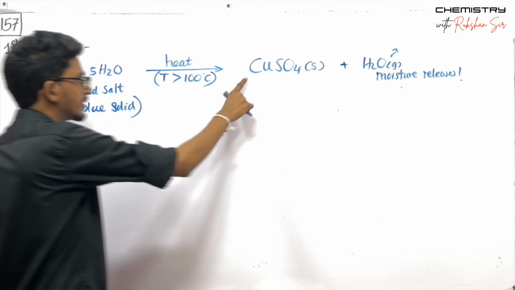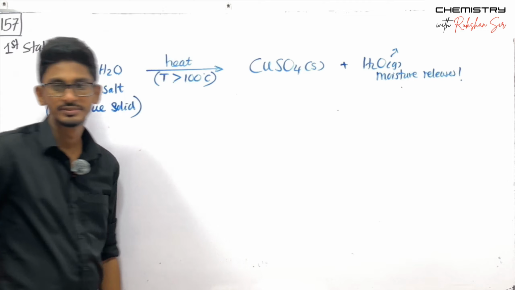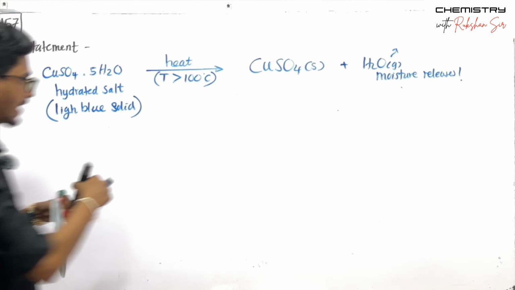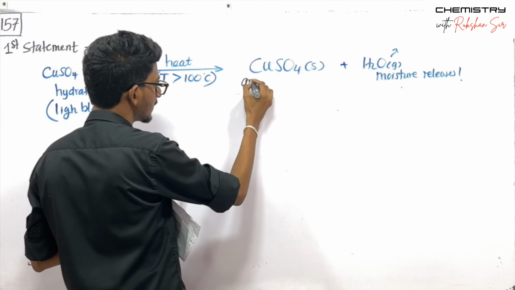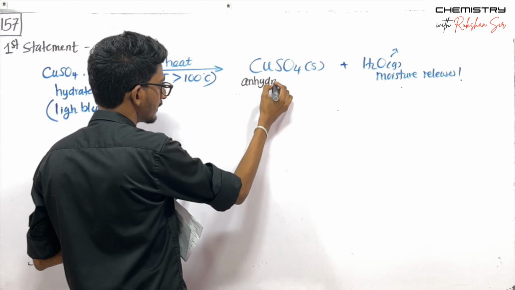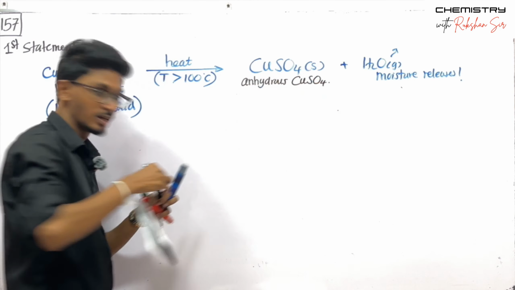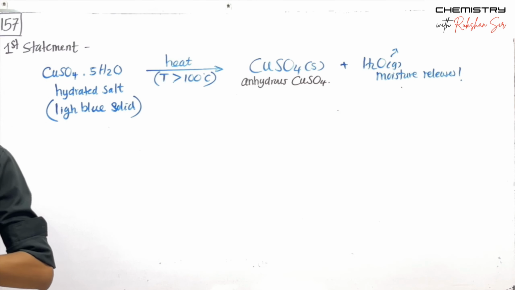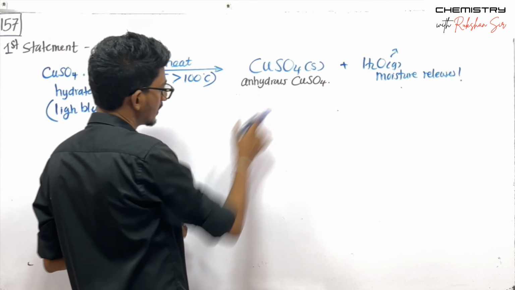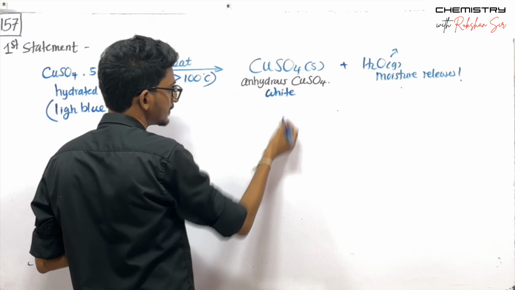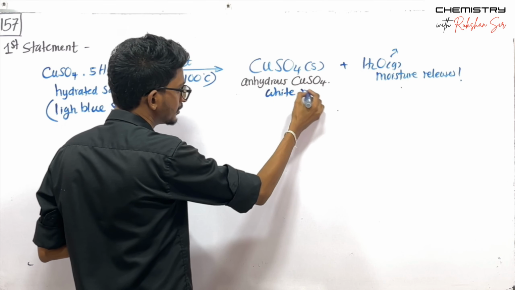So you will come up with copper sulfate. Solid anhydrous copper sulfate is referred to as anhydrous copper sulfate. It is whitish, a white residue.